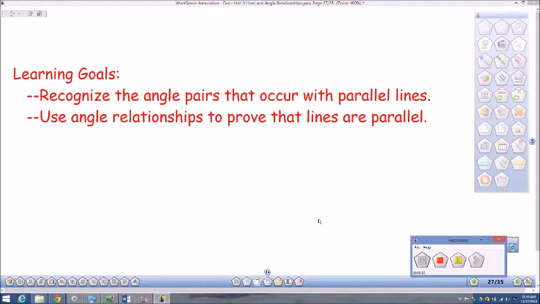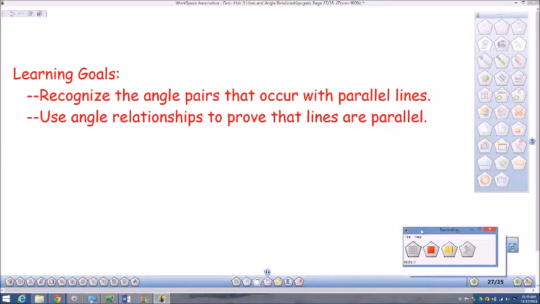So, with all that said, we are going to go ahead and get our iNotebooks out, and we are going to start our notes for lesson 3-5. So our learning goals for today are to recognize angle pairs that occur with parallel lines and to use angle relationships to prove that lines are parallel. We're not going to actually be doing any proofs today, but we are going to use our theorem handbook to use the theorems to say this is the one that is telling me why I can do this. So you probably want your theorem handbook kind of close today.